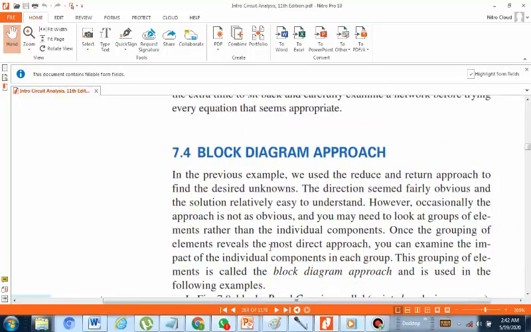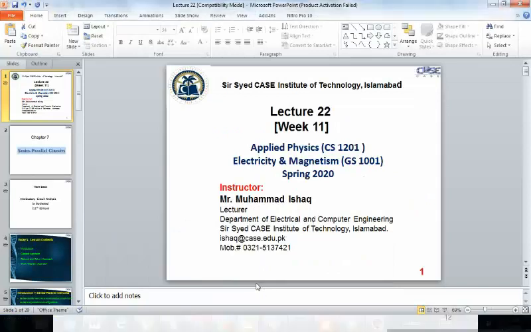Next is the block diagram approach, that we will cover in the next class, inshallah.